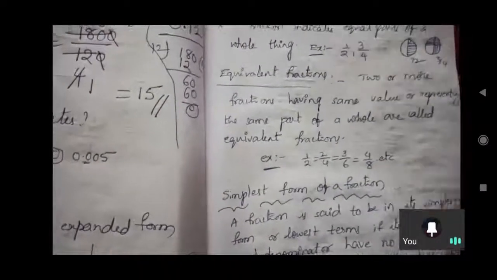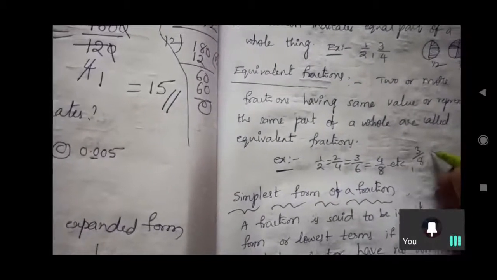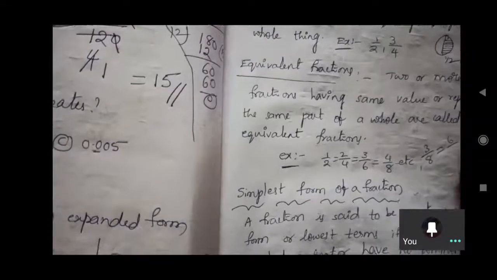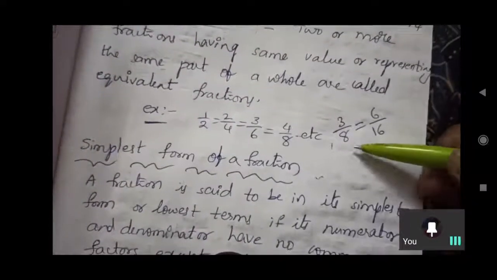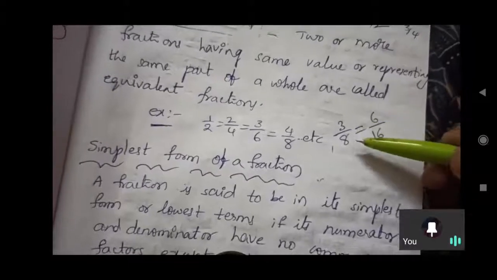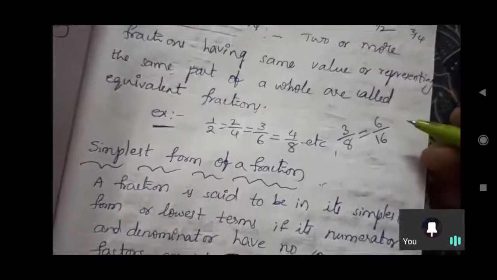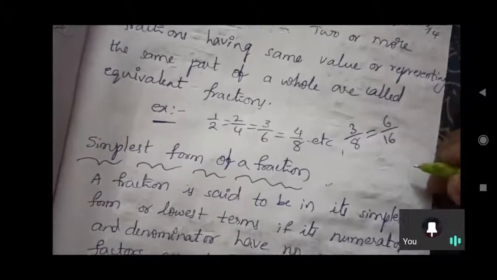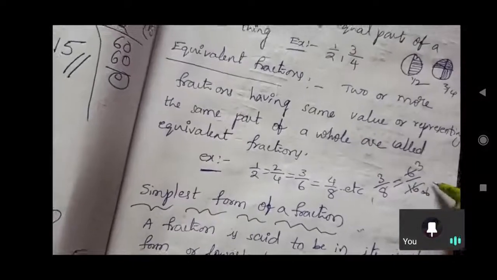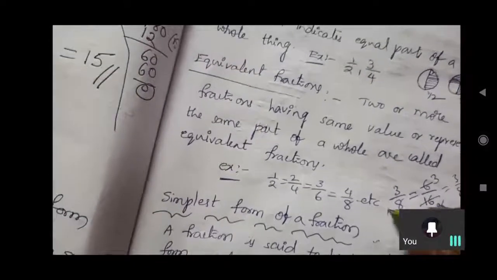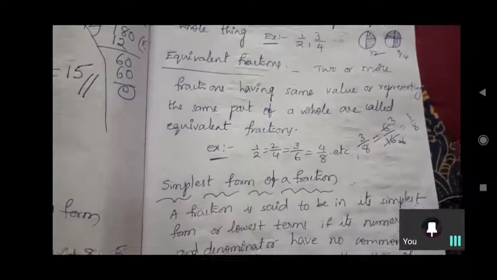Another example we can take: 3/8 is equal to 6/16. Why? Because we are considering 3 parts from the 8, and here 6 parts from the 16. Both are equal. If we convert this into the simple fraction, 2 3s are 6 and 2 8s are 16, so we get 3/8 again, which is equal to this. These types of fractions are called equivalent fractions.